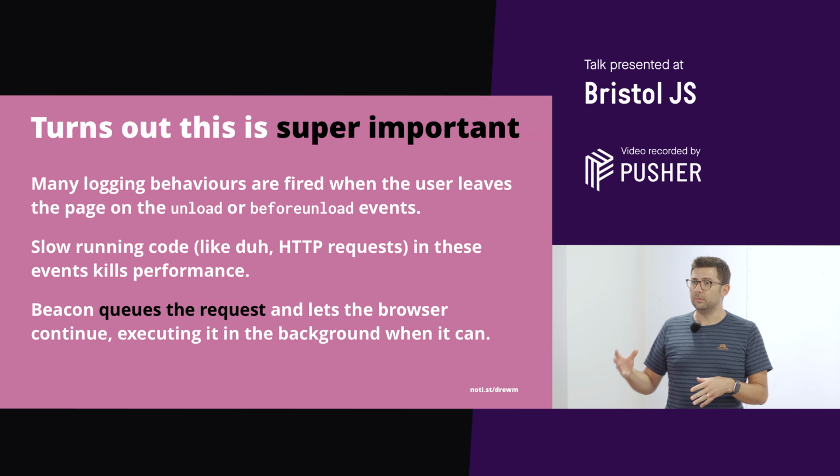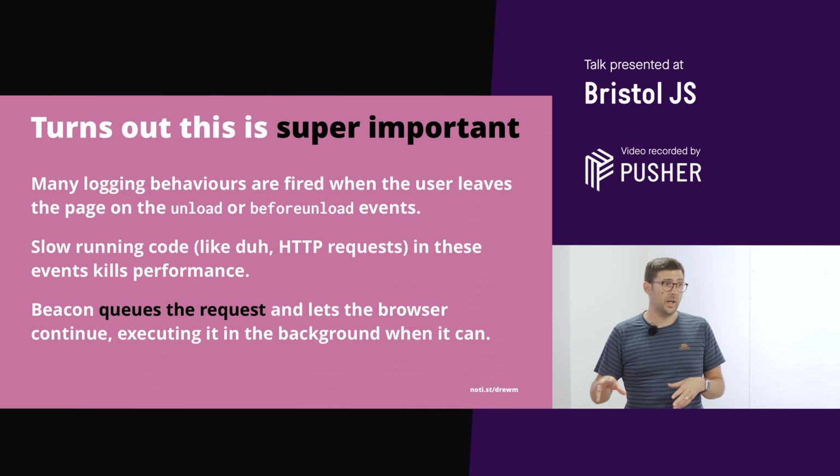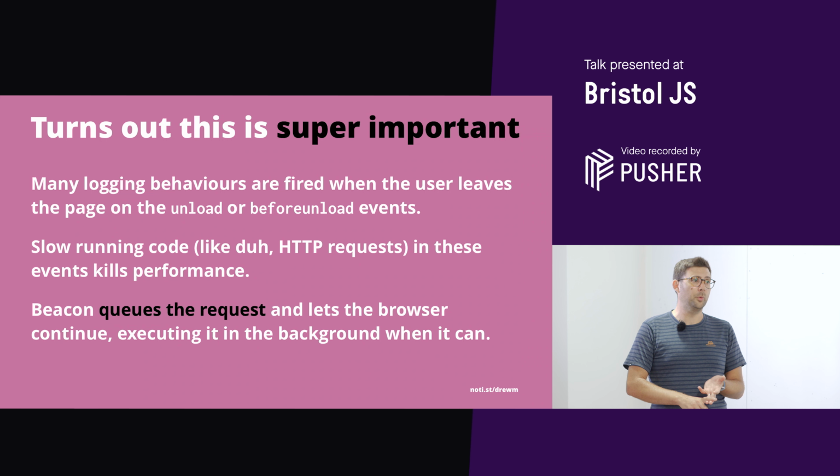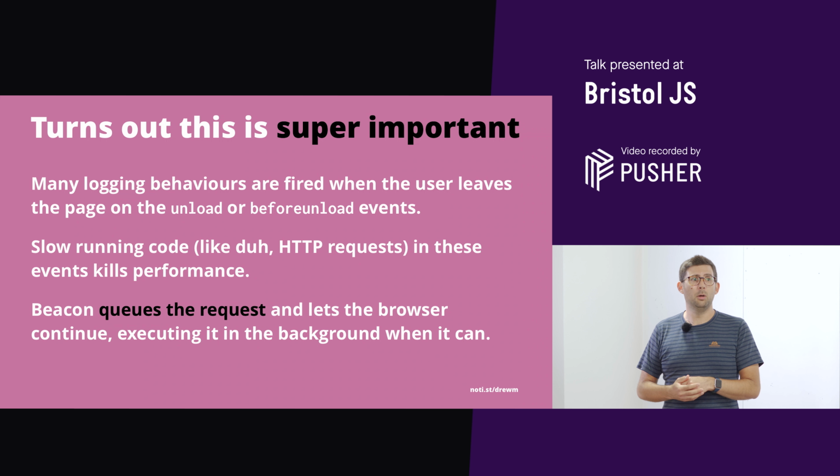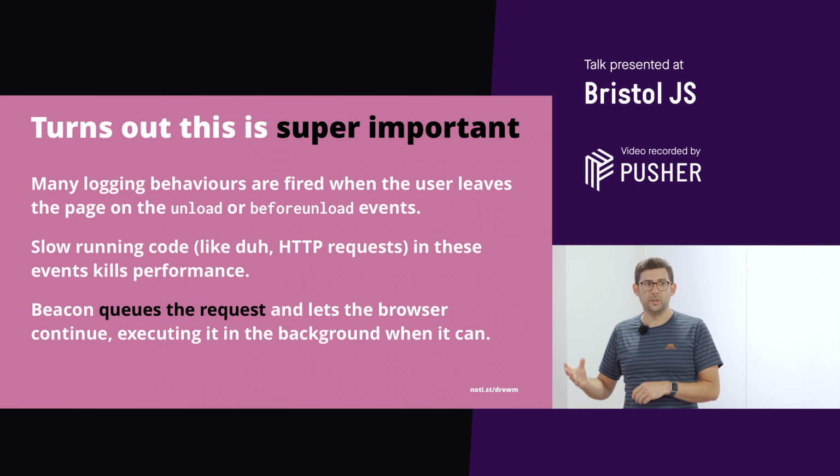Because Beacon queues the request, the browser then just deals with it when it can. So it might choose a moment when the CPU is at a lull, or if the network's offline, it might wait until it comes back online. It's basically up to the browser to send that in a timely fashion. It shouldn't hang on to it forever. It should do it relatively soon, but at the optimum moment, and your code doesn't have to hang around for it. Okay, so how would we use it?